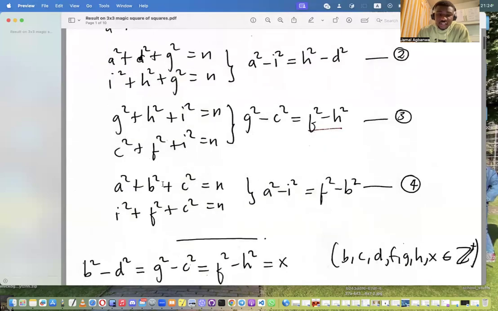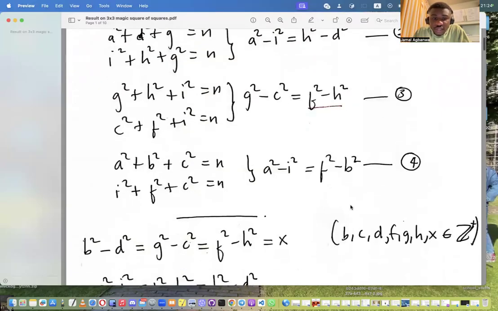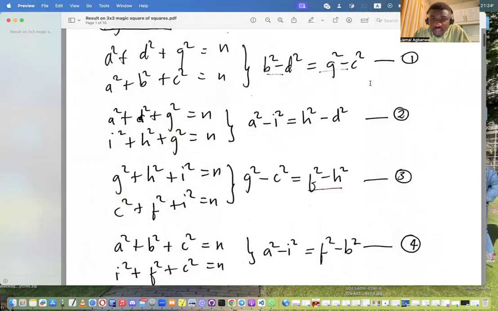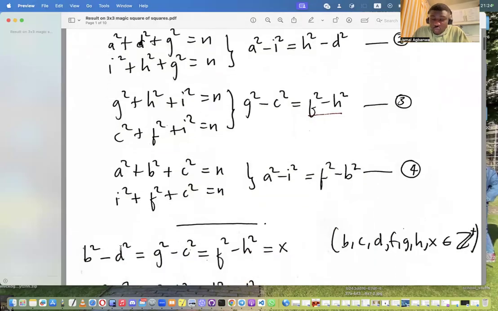So there are four equations now. And so if you observe these four equations as we have them, you find out that b squared minus d squared equals g squared minus c squared. And when you come here, you find out that g squared is equal to f squared minus a squared. And so you come here and realize that we can suppose that b squared minus d squared equals g squared minus c squared, and this is also equal to this, and it is equal to some number, x.